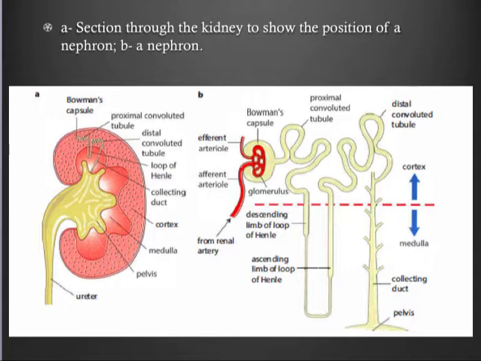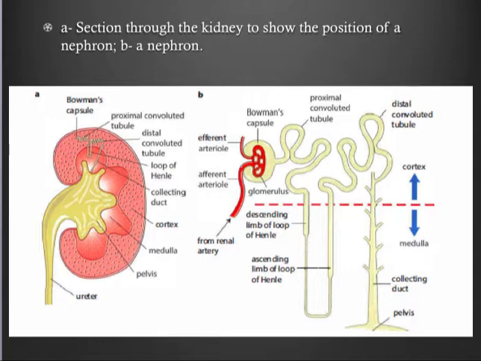From the capsule, the tube runs towards the center of the kidney, first forming this twisted region called the proximal convoluted tubule, and then a really long hairpin loop in the medulla called the loop of Henle. And we're going to go into excruciating detail on those. The tubule then runs back upwards into the cortex, where it forms another twisted region called the distal convoluted tubule, before finally joining a collecting duct that leads down through the medulla and into the pelvis of the kidney.